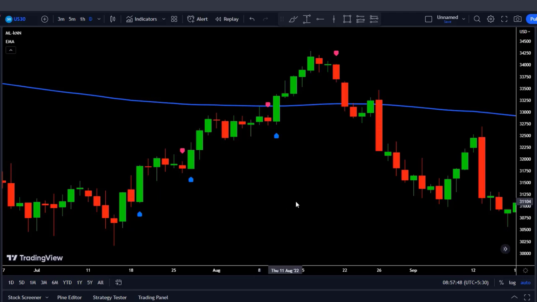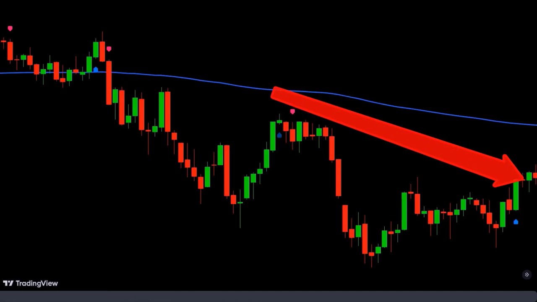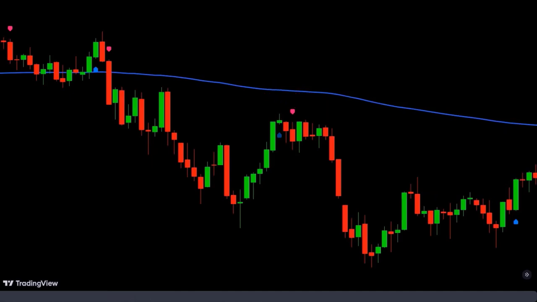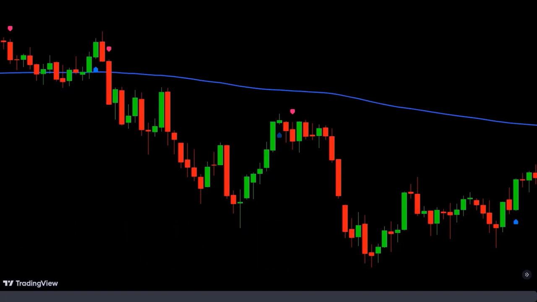Analysts use EMA to identify trends, potential entry and exit points, and support and resistance levels in Forex markets. When the EMA is sloping upwards, it indicates that the market is in an uptrend, and when the EMA is sloping downward, it indicates that the market is in a downtrend. The EMA ribbon will help us identify potential buy or sell signals based on the direction of the trend and the location of the price relative to the moving averages. As we can see, this EMA indicator comes with buy and sell signals. Since we already have a buy and sell indicator on the chart, which is the Machine Learning one, let's disable those EMA breakout signals.